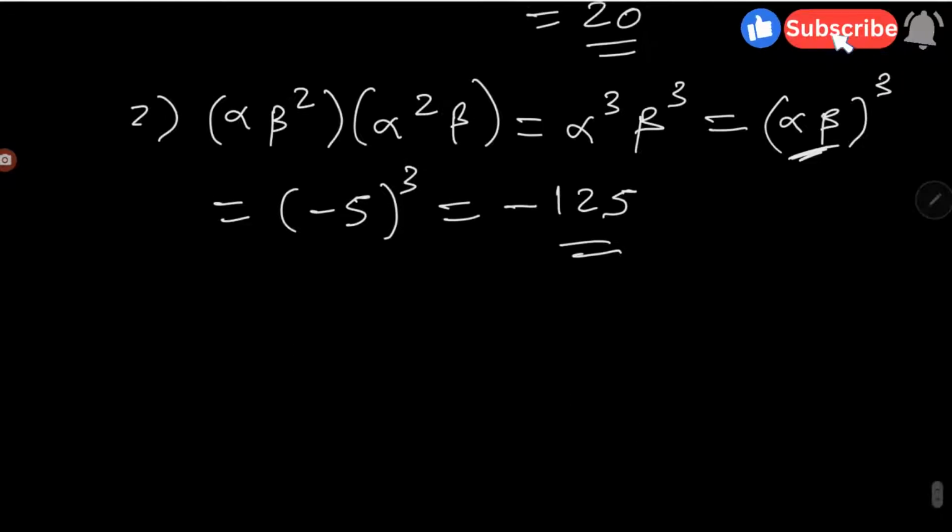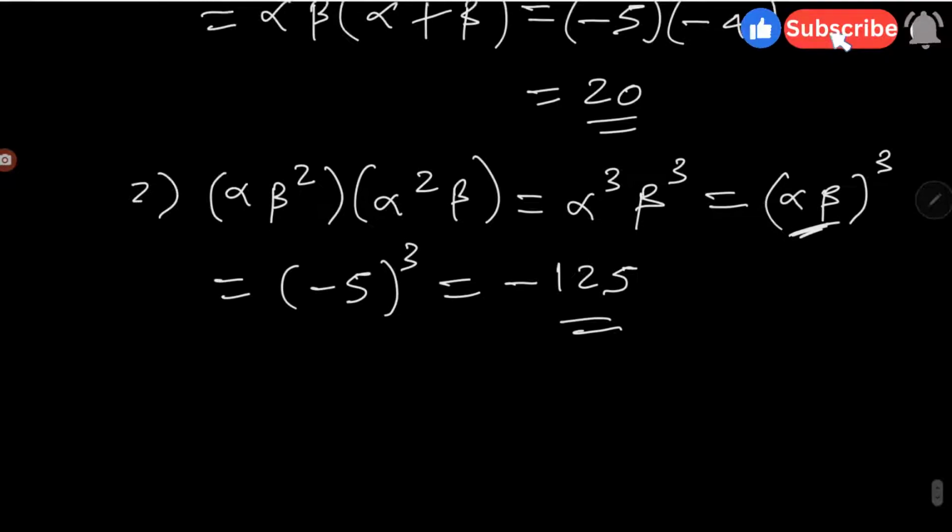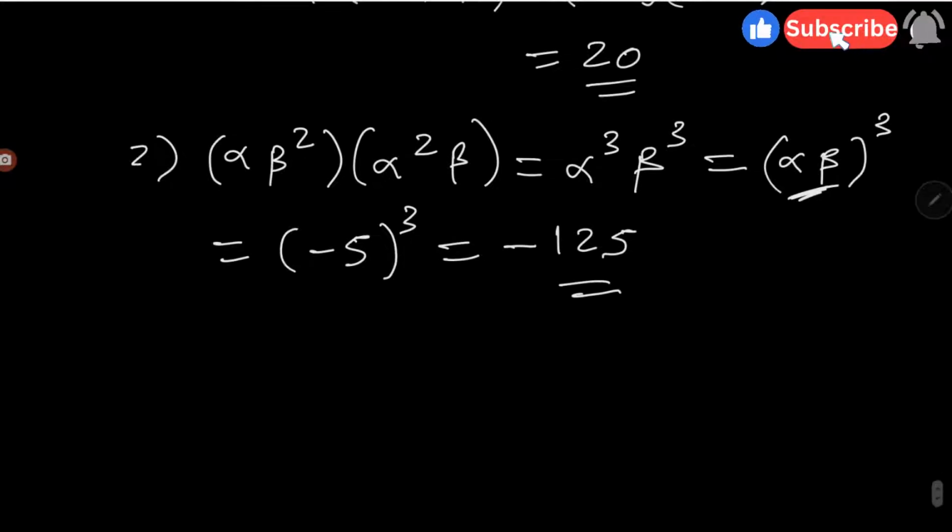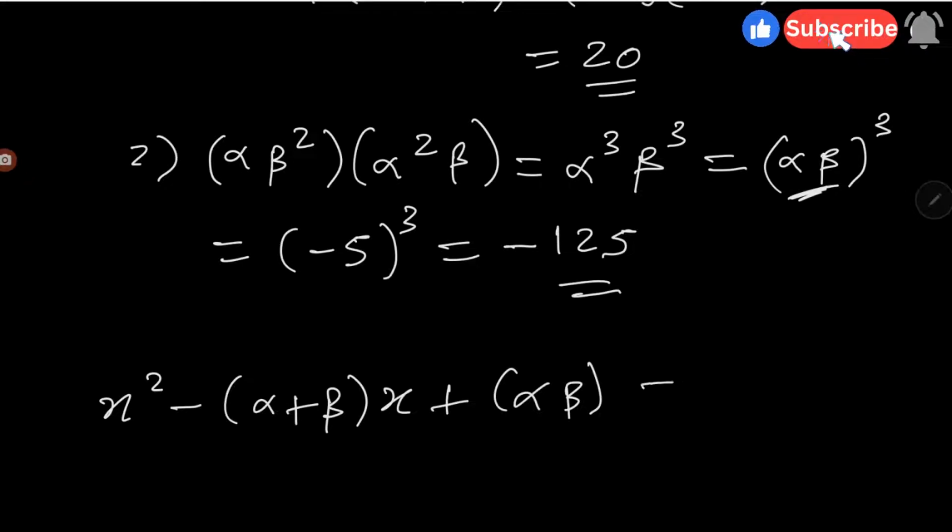So now I have the sum and product of the roots of my new equation. So I just have to go to the standard form, which is x squared minus sum, which is alpha plus beta, x plus alpha beta equal to 0. This is the standard form.